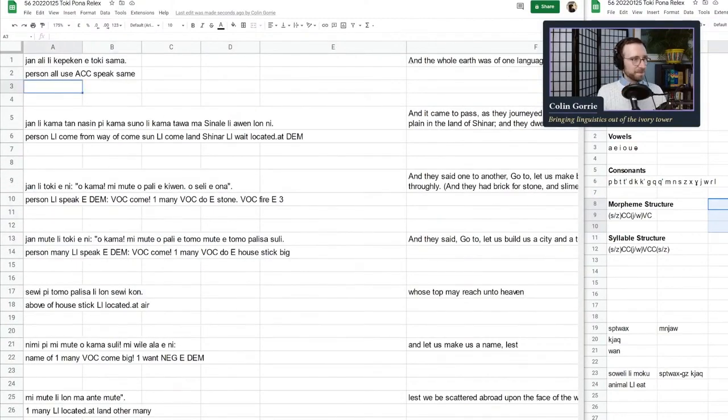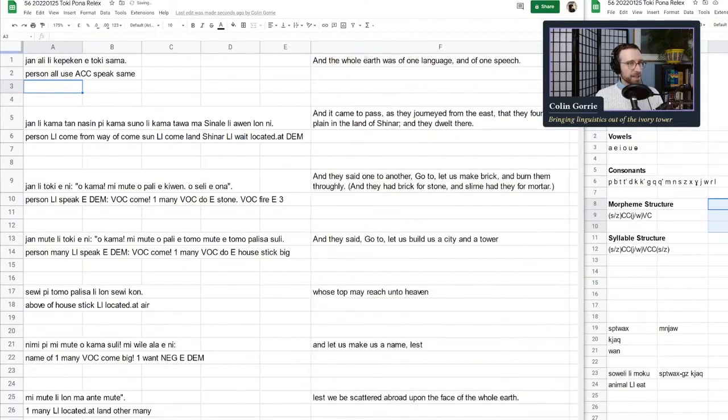All right. So sentence 1. Jan ali li kepeken e toki sama. So this is, let's move this over here. We have an English version here, and the whole earth was of one language and one speech. So here we're translating it as people all used the same language, something like that.